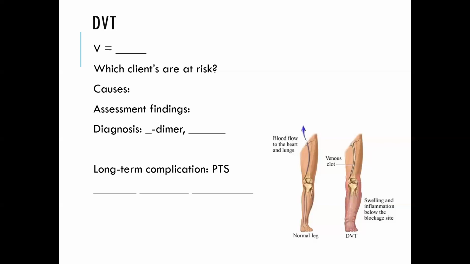The number one diagnostic test that you're going to see utilized for a DVT is a venous ultrasound or Doppler flow study. So remember, this is DVT, so it's in a vein. They need to ultrasound that vein in that extremity.